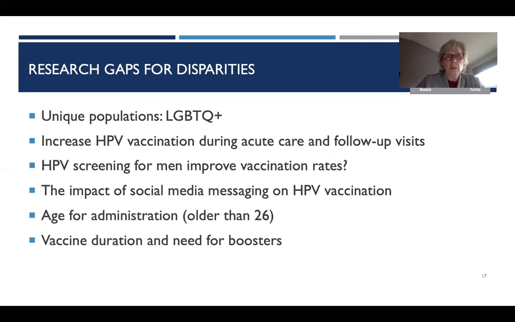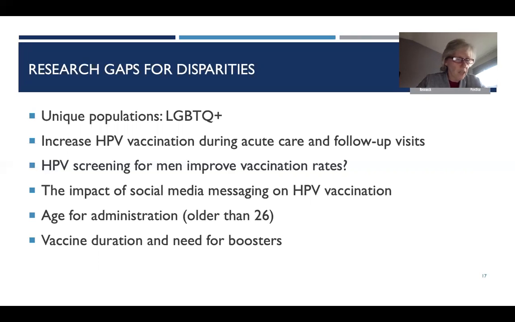Will there ever be HPV screening for men to improve vaccination rates? Unfortunately, when this vaccine came out, it was really focused on women. And so men were excluded in the initial studies, and they're still excluded from a lot of the studies. And so would screening for these potential high-risk HPV strains in men somehow improve the vaccination rates in that population?